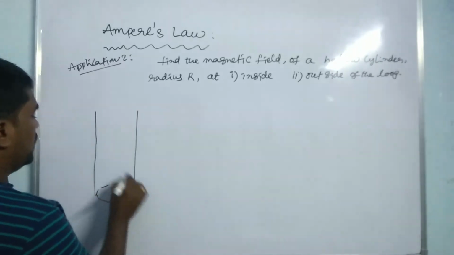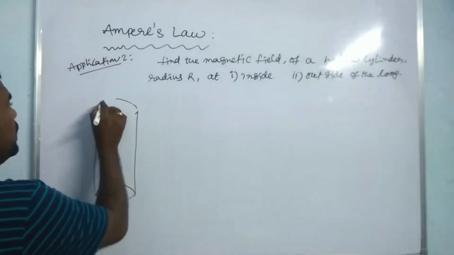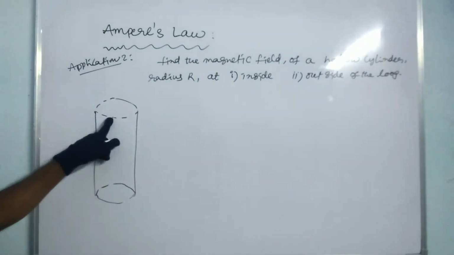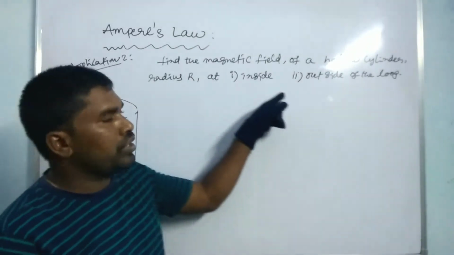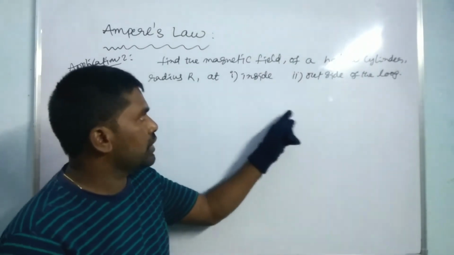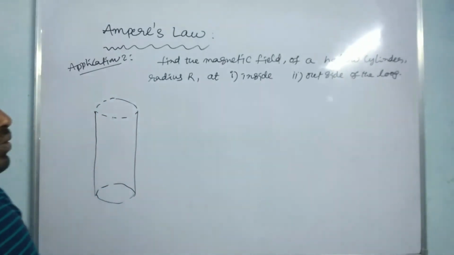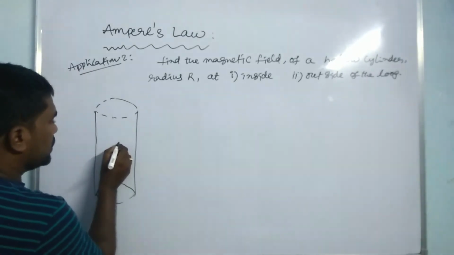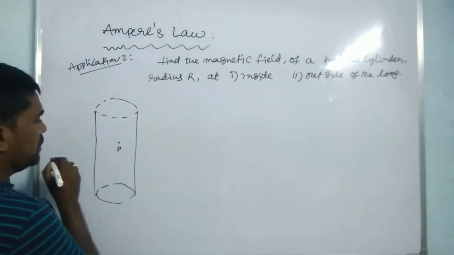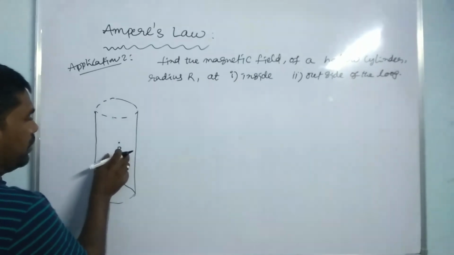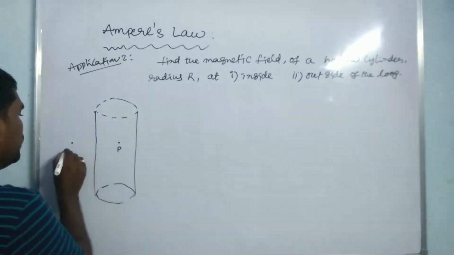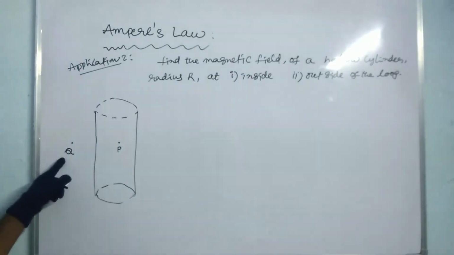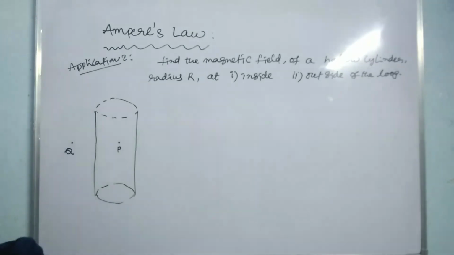Which is a hollow cylinder, which has a hollow. So here you need to find how much magnetic field there is inside of the cylinder, and outside of the cylinder. Inside of the cylinder means there is a point inside, that is point P. And outside of the cylinder, here you have to find the magnetic field at point Q.